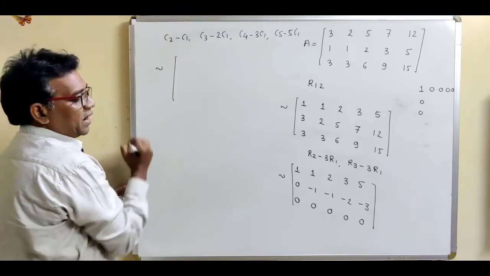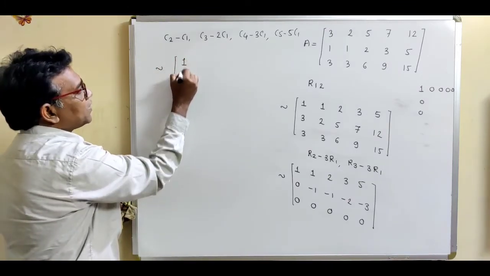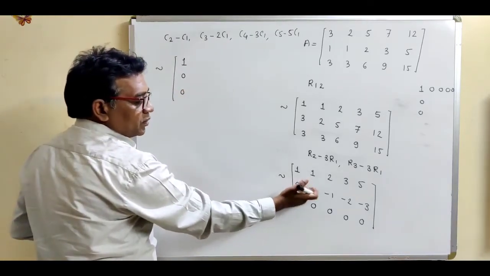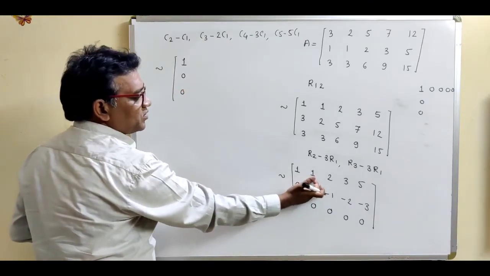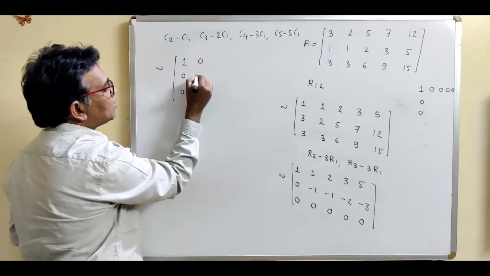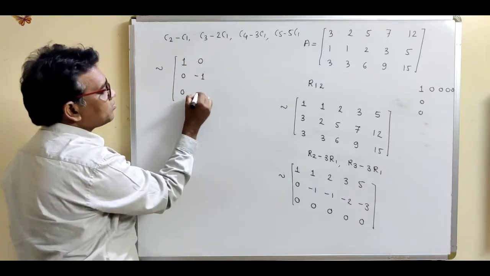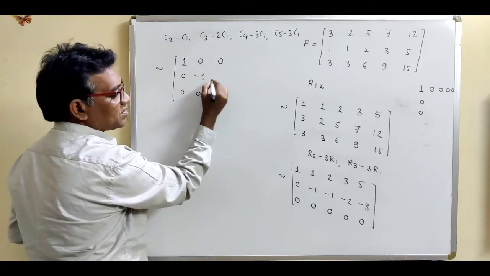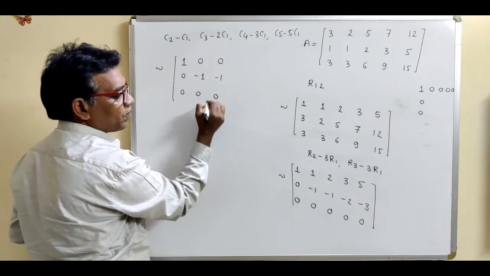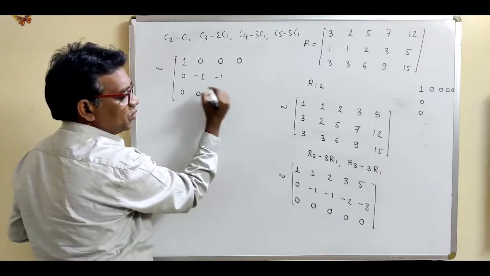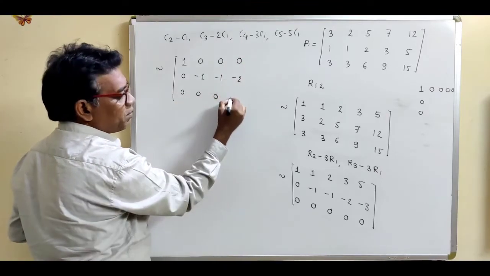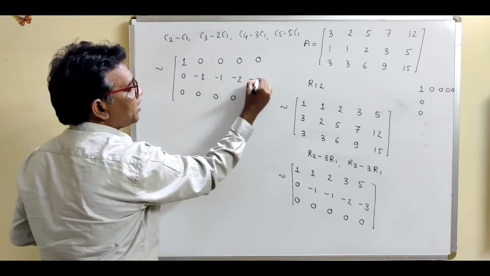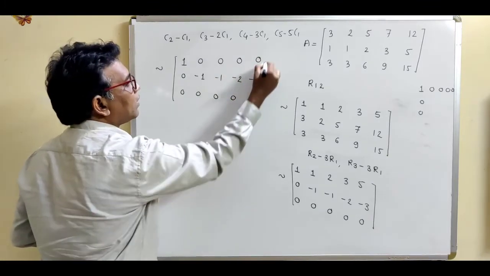So write down the equivalent matrix. First column as it is: 1, 0, 0. C2 minus C1, so 1 minus 1, this is 0. This remaining element is as it is: minus 1 and 0. 2 minus 2, this is 0. Write down the similar element: minus 1 and 0. 3 minus 3, it is 0. This is again the same element: minus 2 and 0. 5 minus 5, it is 0. And write down the similar element: minus 3 and 0.